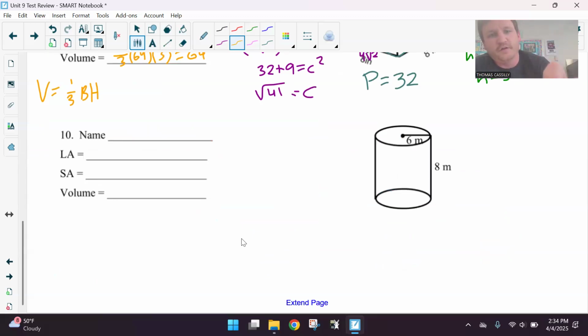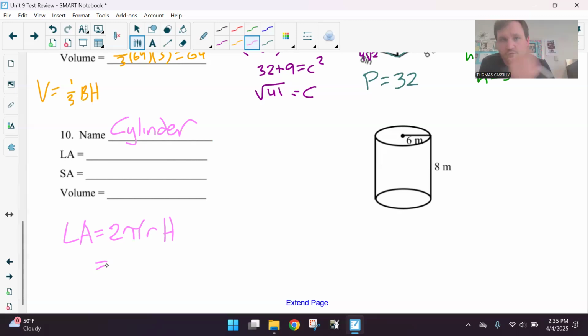All right, and this last one here, this should go quick. This is a cylinder. We have a cylinder, and we want the lateral area. Fortunately for a cylinder, the lateral area is pretty easy. It is 2 pi r times h, right? That's kind of the walls on this thing.